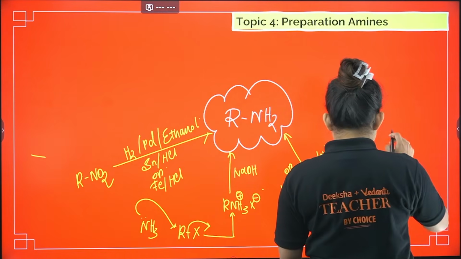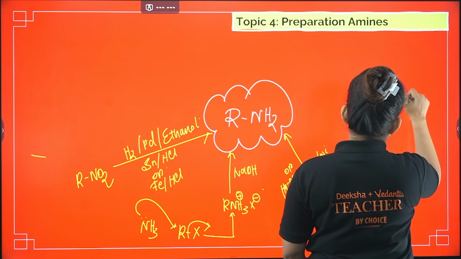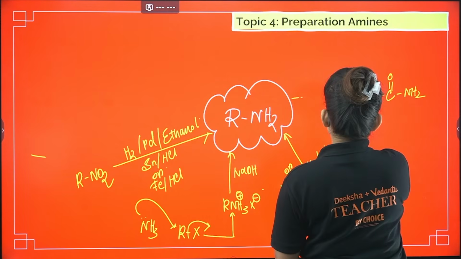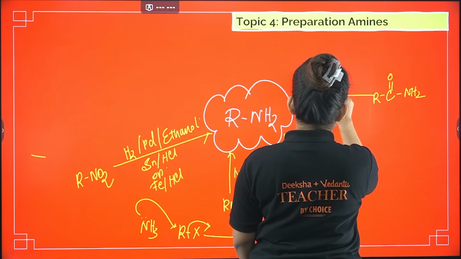Okay, let's do it from amide. So let's say I'm having RCONH2. From here to amine, if I want to come back, I can simply give lithium aluminium hydride.